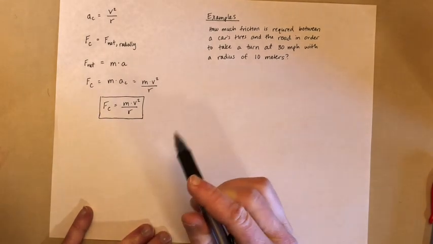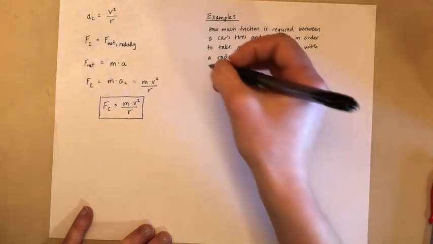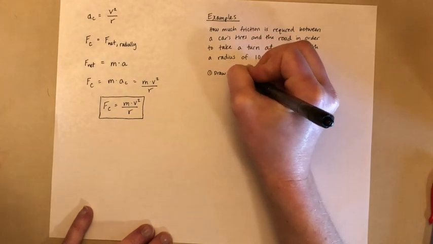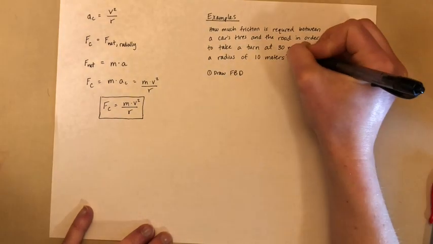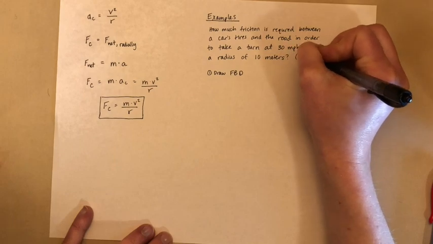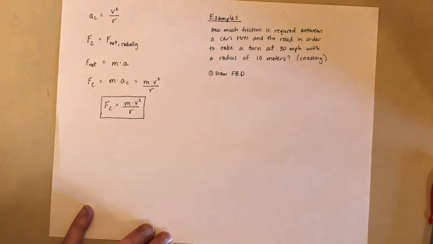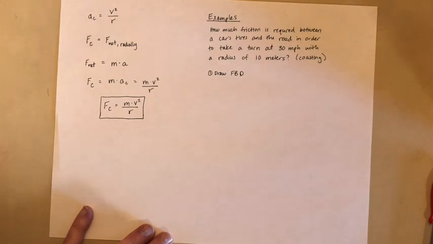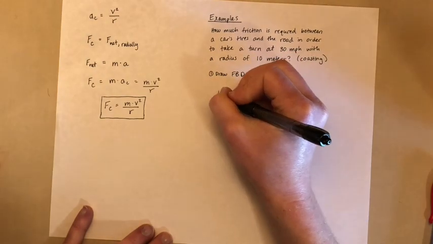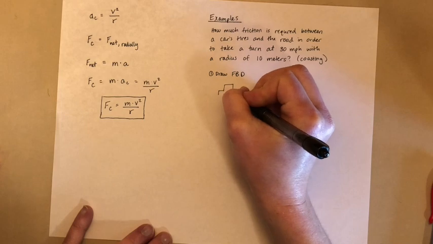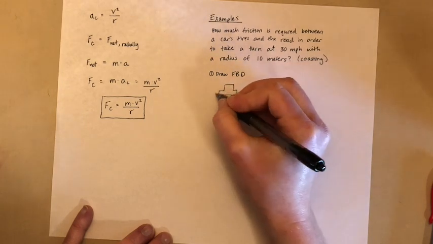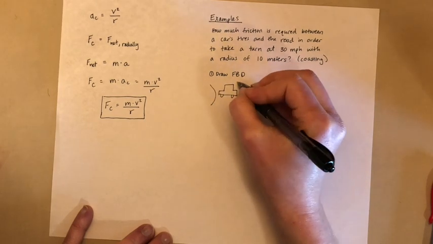I would say always the first thing to do is draw your free body diagram. Now let's define, for simplicity, that this thing is coasting around the turn. So he's not really applying the accelerator and also not braking. So in that case, for a free body diagram, we're looking at the car turning on this flat road, and really I should have defined that it's flat here.